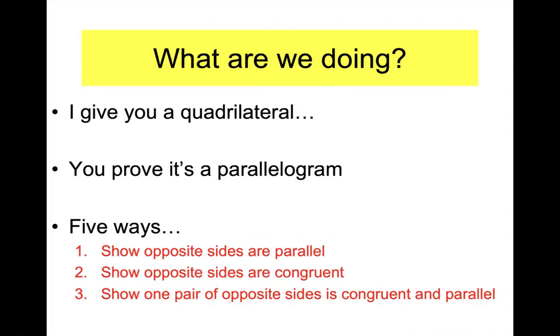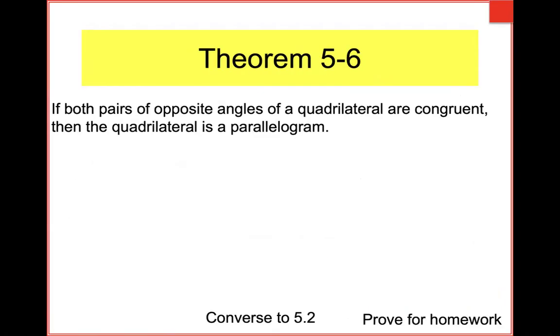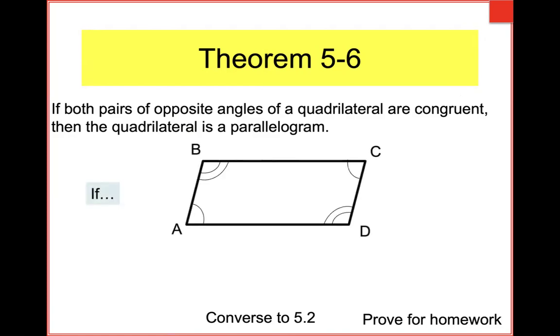We got two left. All right, fourth way. Once again, you'll prove this for homework. This is the converse to 5.2, which states that if opposite angles of a quadrilateral are congruent, then it is in fact a parallelogram. Same hint for this one: make two triangles.